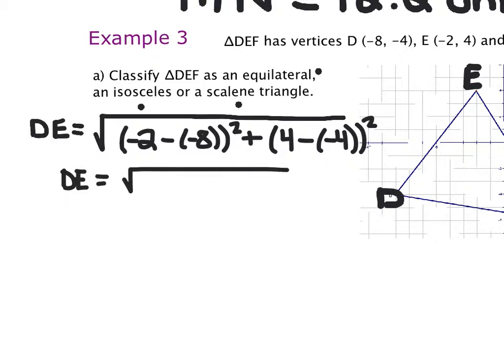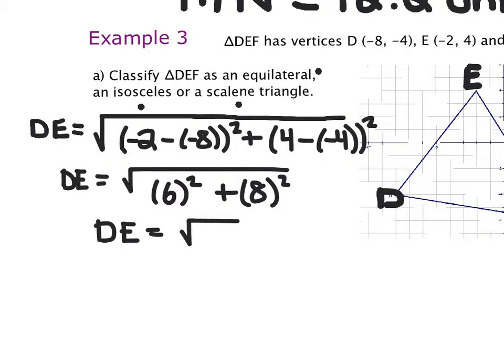Then you're going to solve underneath. So -2 plus 8 gives us a value of 6 squared. Plus 4 plus -4 gives us a value of 8, and 8 squared. Once we do that math out, we get DE equals the square root of 100, which gives us a value of 10 units. So we have found out that the length here is 10.